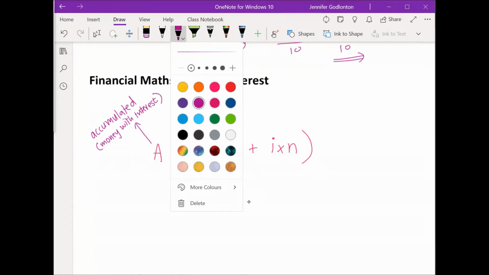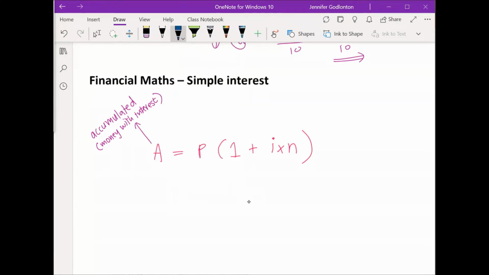Ma'am, is P principal? Yes, absolutely. P is principal. It's weird, it's spelled the same way that we have a principal of a school, but principal is basically just our start amount of money. So it's the money with no interest. Okay. 1 is just the number 1, so nothing fancy with 1.